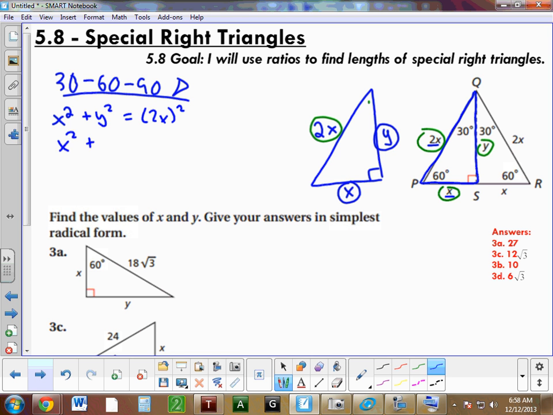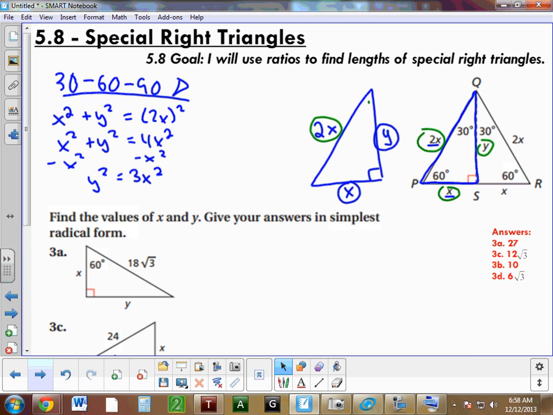So anyways, I've got x squared plus y squared equals 4x squared. If I subtract x squared, I get y squared equals 3x squared. And then similar to the last question, on the last step, if you take the square root of this, you can see that y should be equal to the square root of 3 times x.